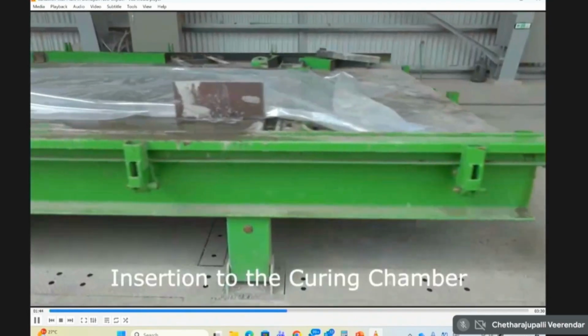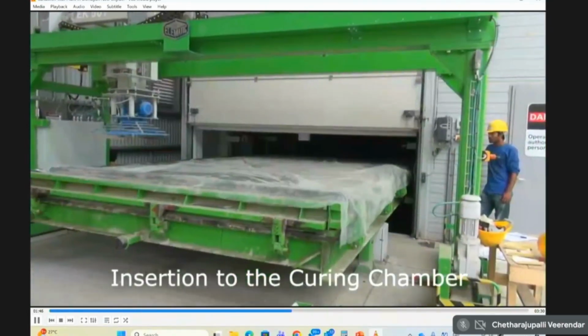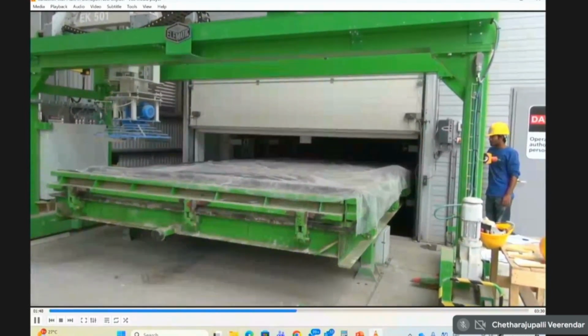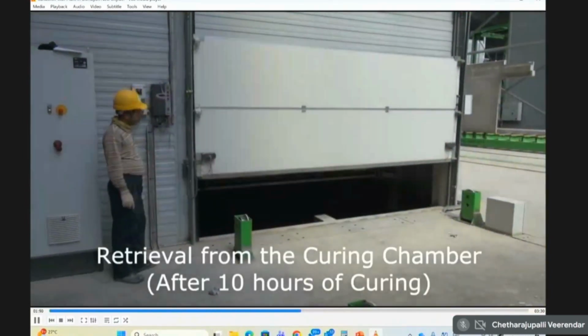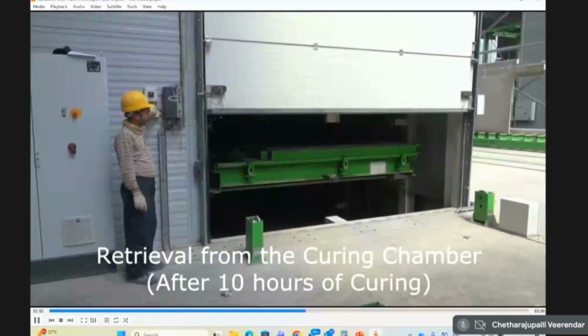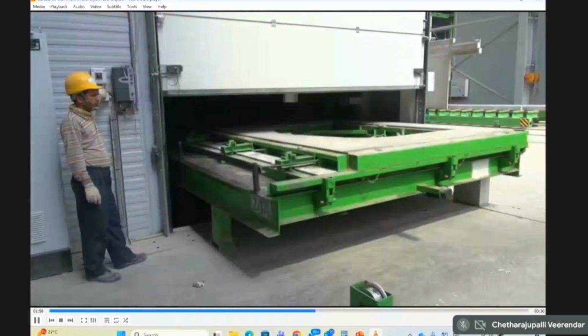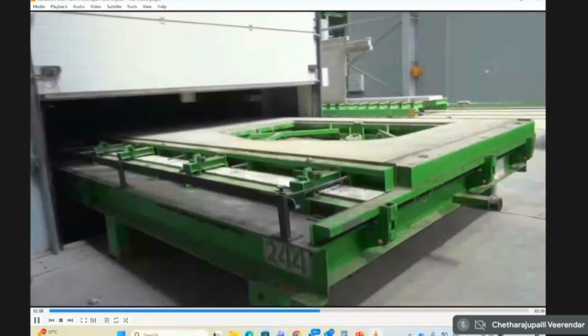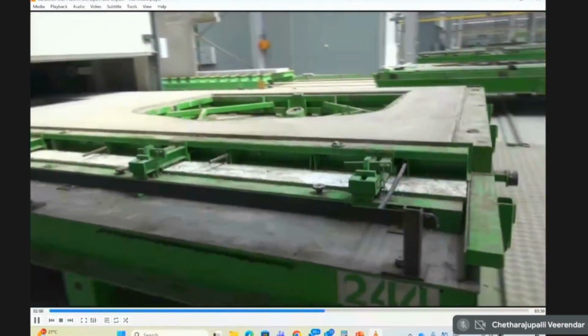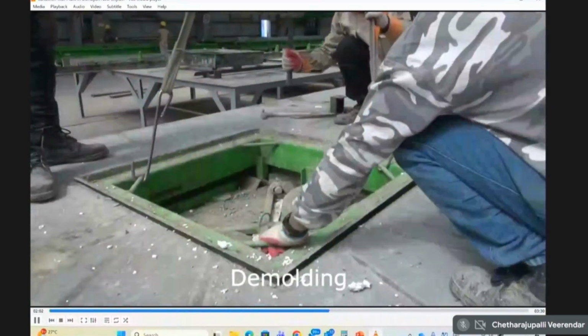Then you cover it with a sheet for curing. Now you have a curing chamber here, because this is an automatic kind of system. The curing chamber, then it remains there for about 10 to 12 hours. After that, the table comes out of the curing chamber, and now it is already cured and ready to be lifted out from the table.